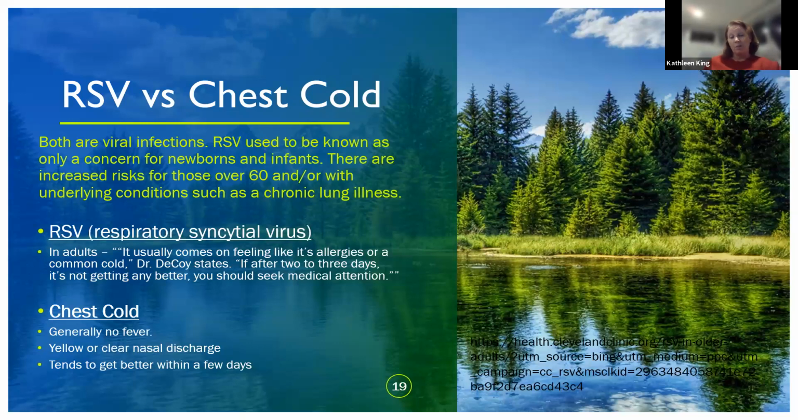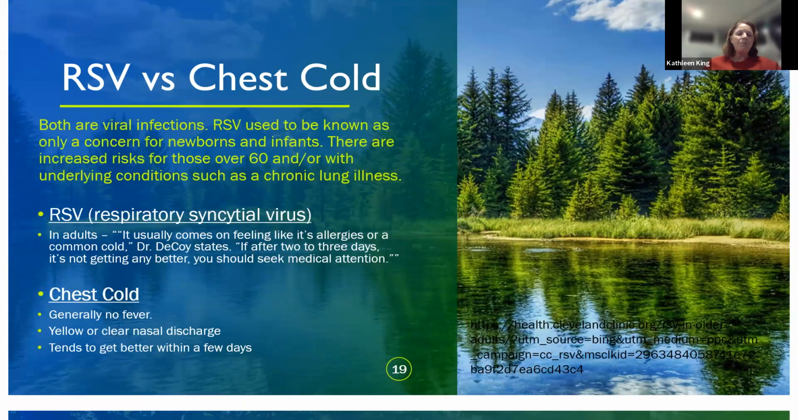RSV, the real problem with RSV is it looks just like a chest cold. And unless you run a swab, you're probably not going to know until somebody's very ill.